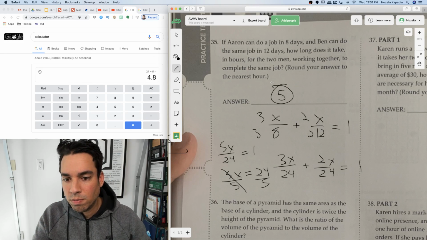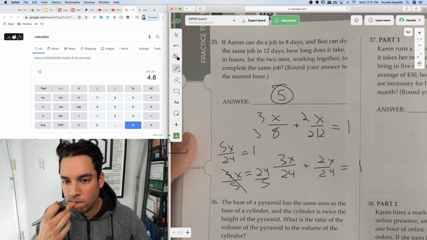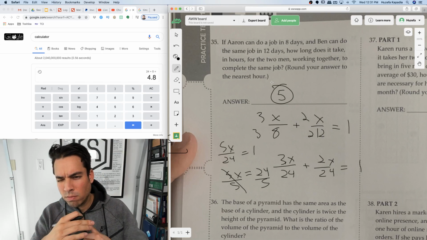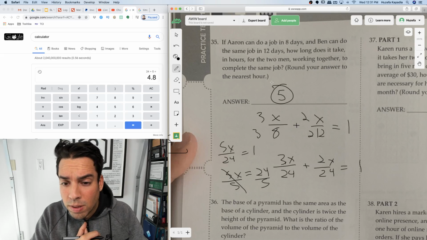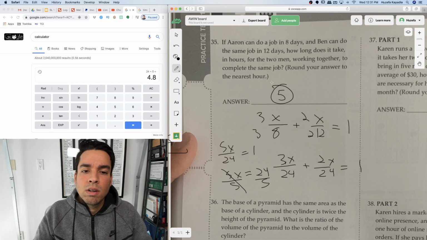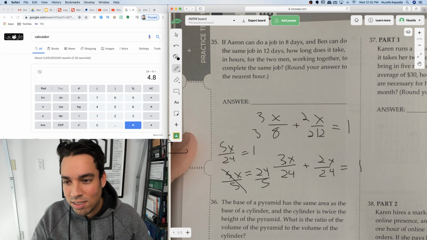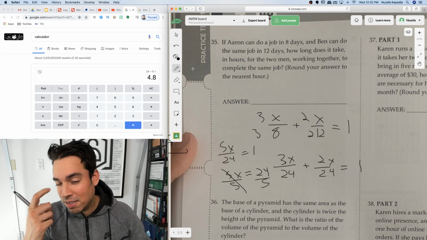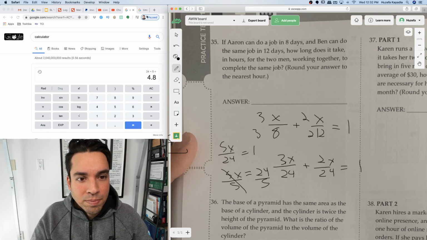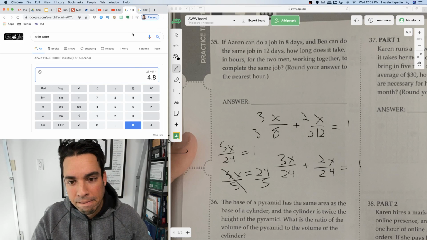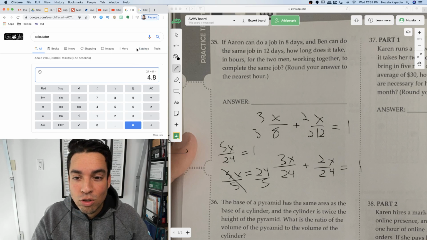To the nearest hour? They mean day. Wait, what? So what, I multiply that by 24? Is that assuming they're working 24 hours a day? I don't understand. They didn't tell me how many hours per day they're working. Aaron can do a job in 8 days and Ben can do the same job in 12 days. How long does it take in hours? I don't know. I almost feel like they made a mistake.